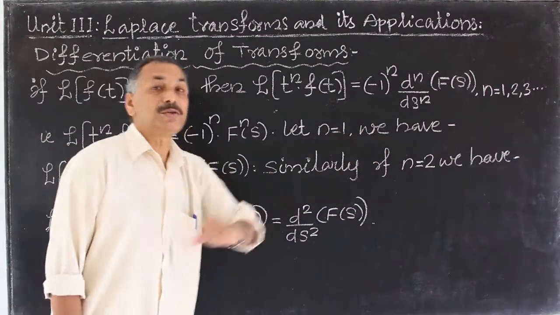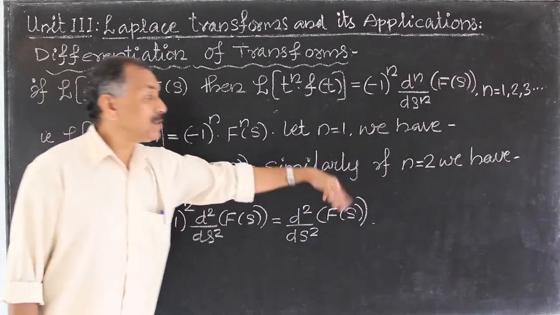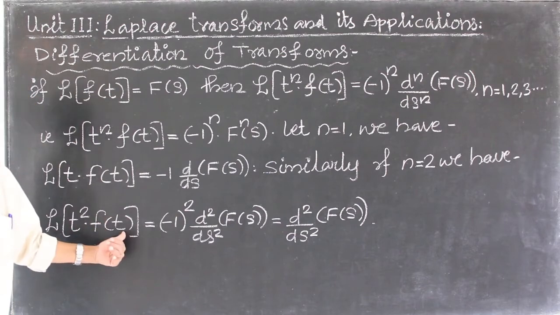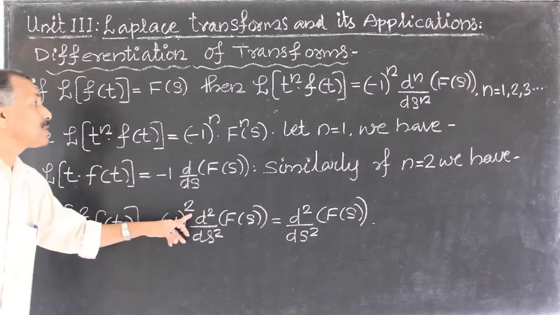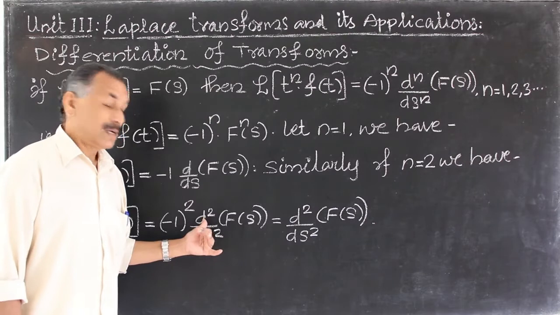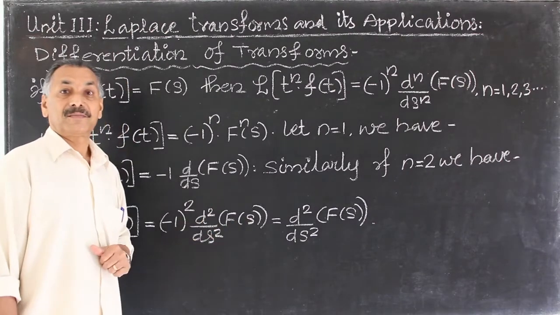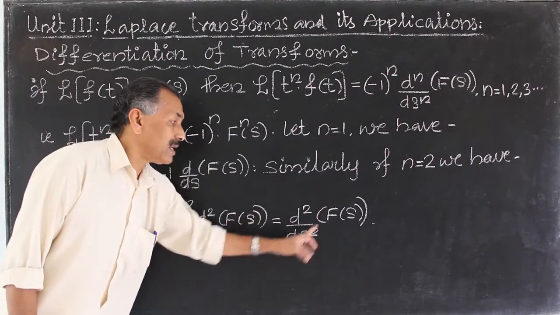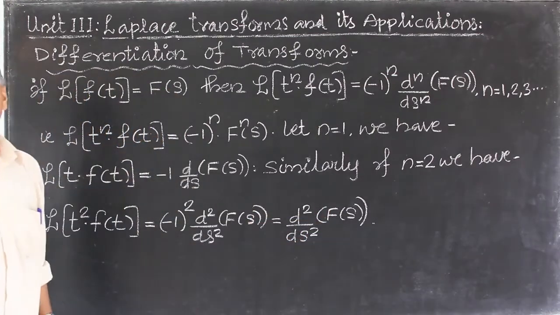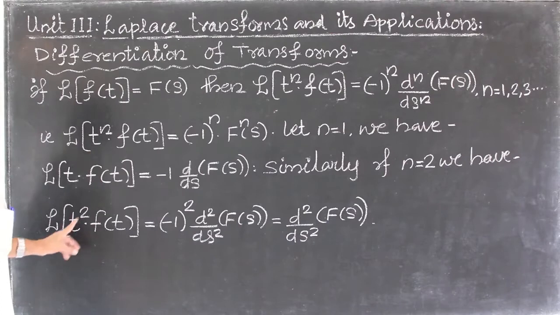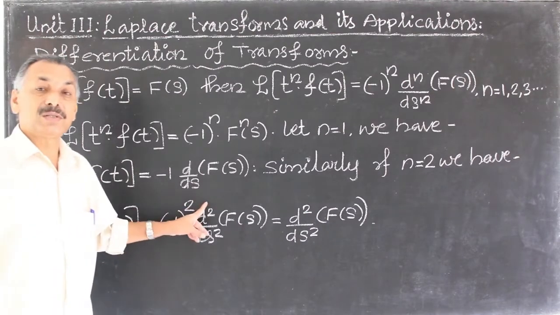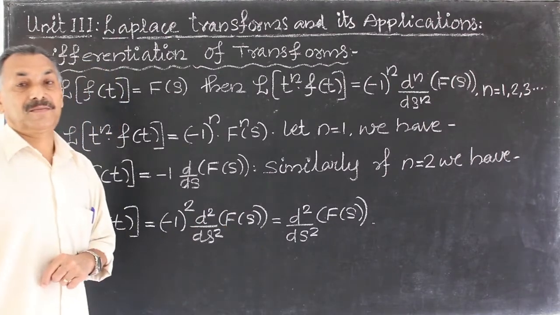Similarly, if n is equal to 2, then we have the Laplace transform of t square into f(t). T square into f(t) is equal to minus 1 square into second derivative of F(s). Minus 1 square is equal to 1, that is d square divided by ds square of F(s). If n is equal to 3, then t cube into f(t) is equal to minus 1 raised to 3 into third derivative of F(s).